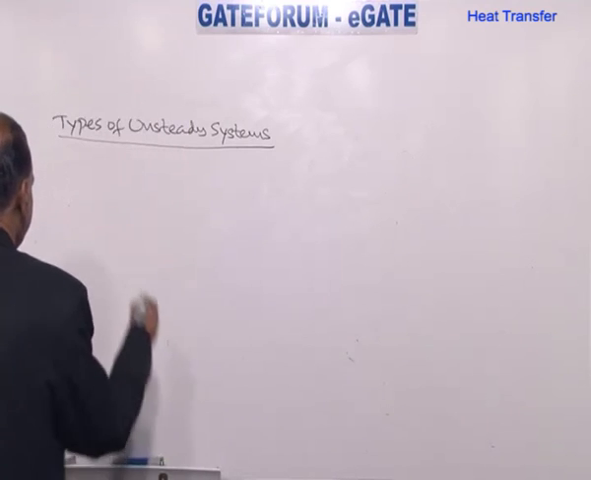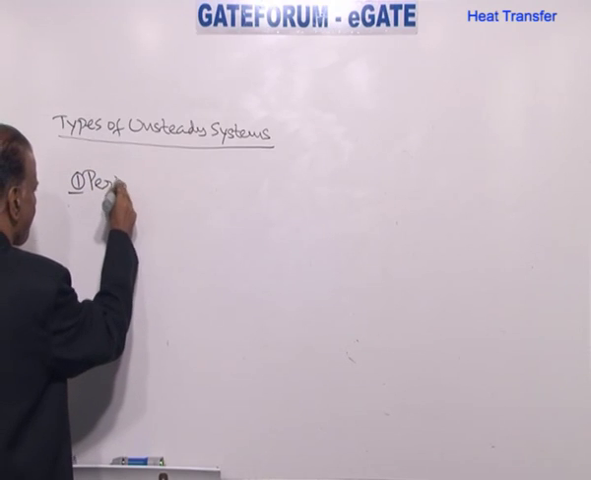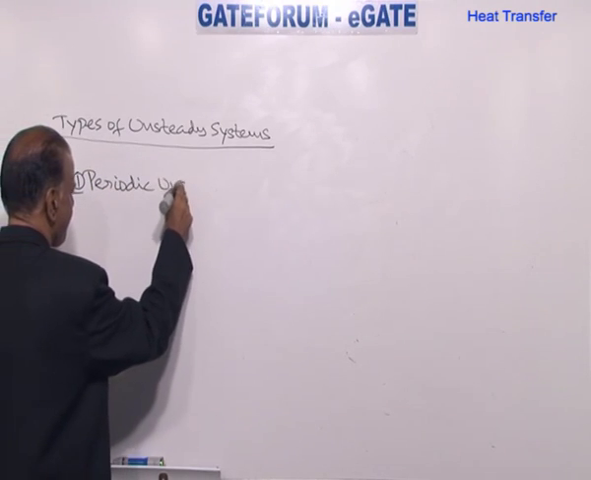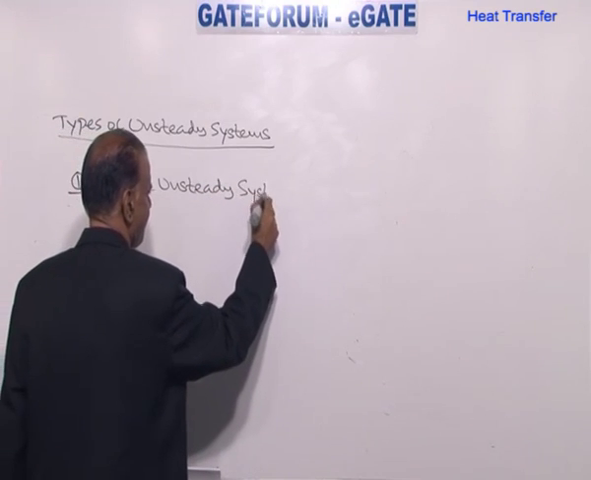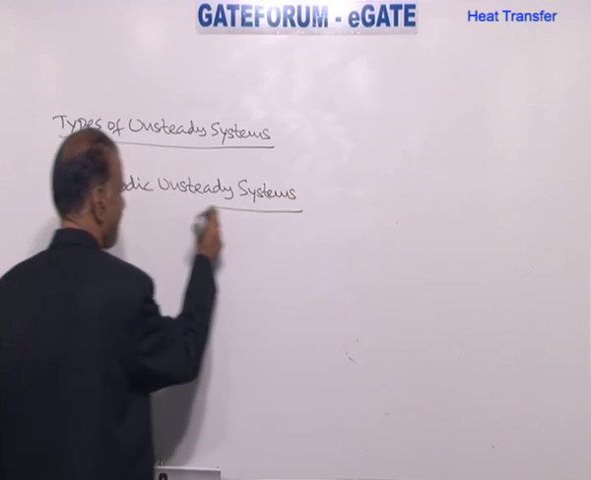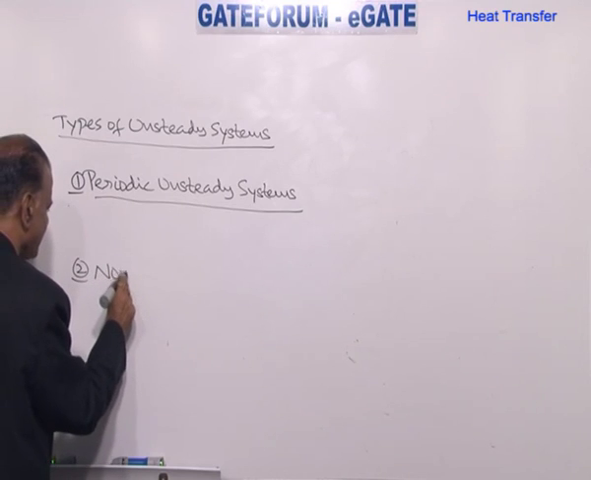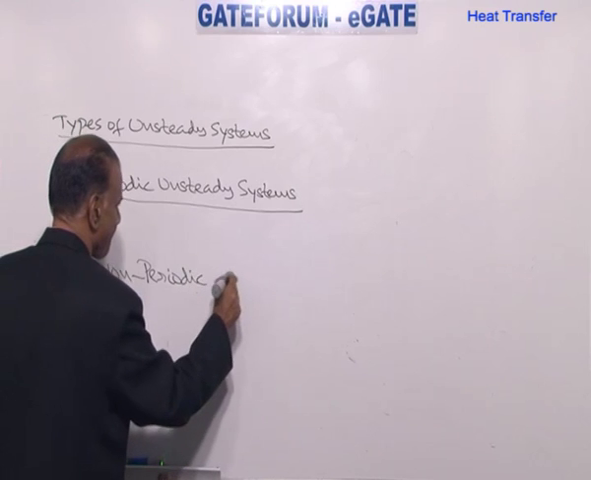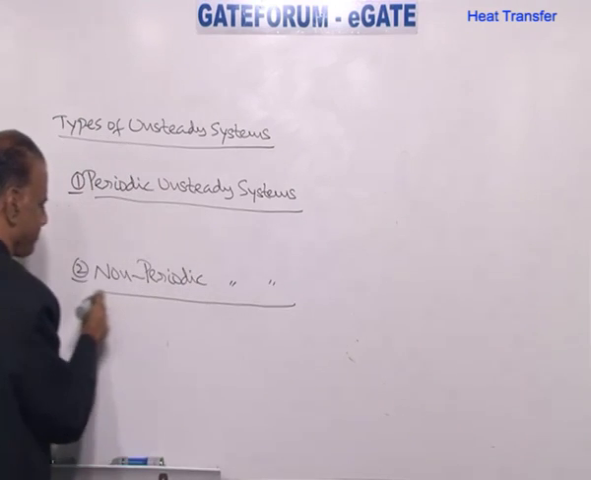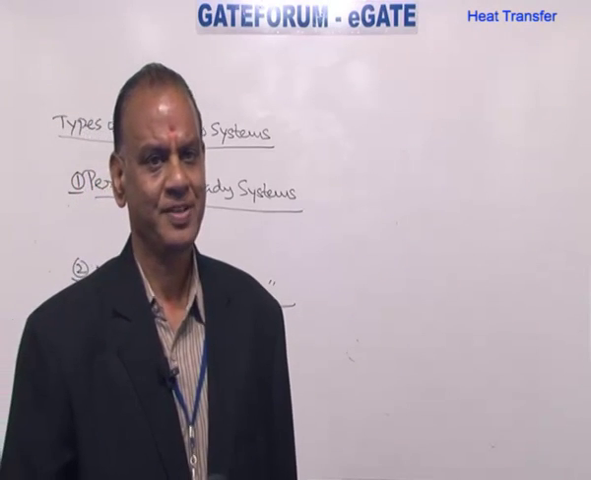Broadly, we can have two types of unsteady systems. One is periodic unsteady systems. Next is non-periodic unsteady systems. We can have two categories of unsteady systems, periodic and non-periodic.